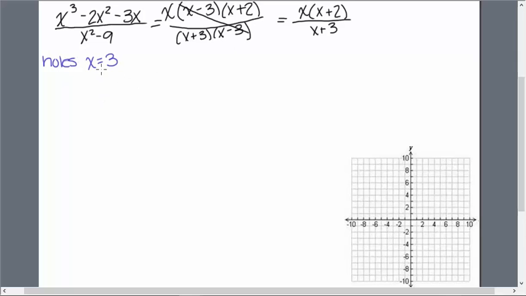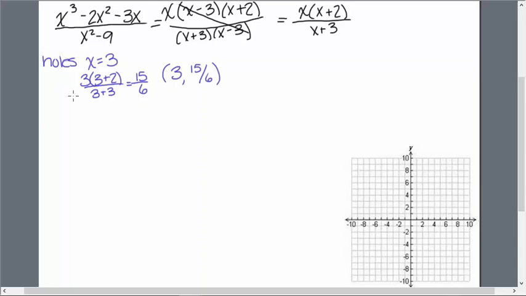But I need a coordinate point for this. So what I'm going to do is take this 3 and plug it in for x in the most simplified version to see what I get. So I have 3 plus 2 over 3 plus 3, or in other words, 5 over 6. I have a hole at 3, 5 over 6.